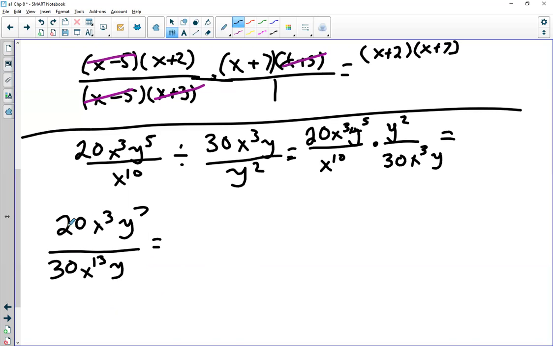So once I put it as one big fraction, then it goes back to like 2 or 3 tests ago when we learned exponents. 20 divided by 30 is 2 over 3. X to the 3rd, x to the 13. You could think of that as x to the -10 and has to move down to x to the 10. Or you could think about it, there's 3 on top and 13 on bottom. If I start canceling them out, there's still 10 on the bottom. That's how I think about it. And y is 7 minus 1, so y to the 6. That's it.